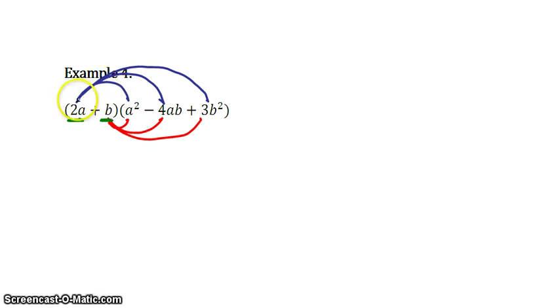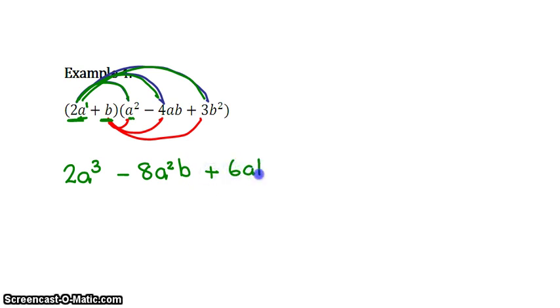So let's go. 2a times a squared would be 2a cubed. Let's just do a quick recap of exponents. When I multiply powers of the same base, the a and the a, I add exponents, so it's 1 plus 2, which is 3. 2a times negative 4ab would be negative 8a squared b. Each time I'm doing signs, numbers, letters. 2a times positive 3b squared would be positive 6ab squared.